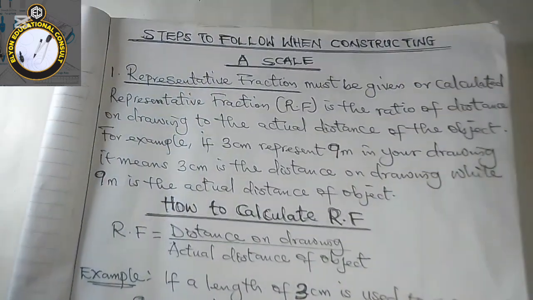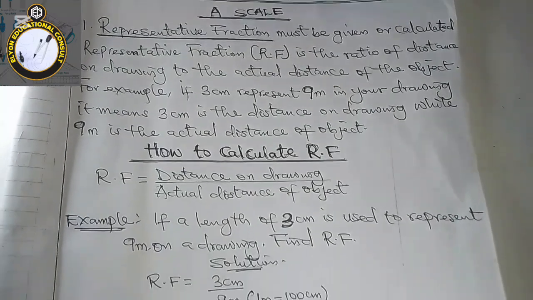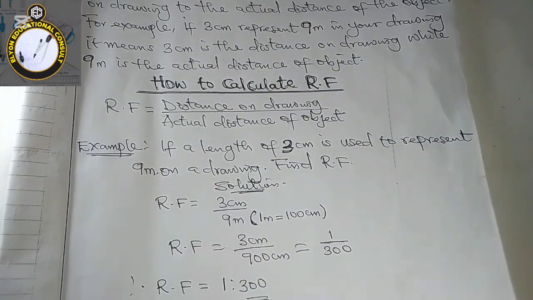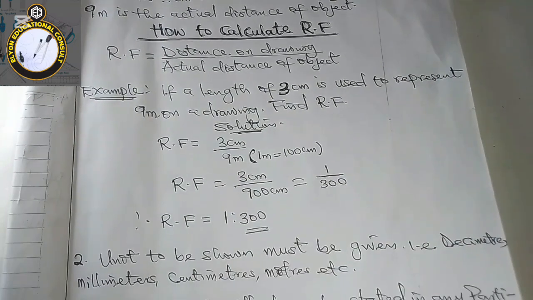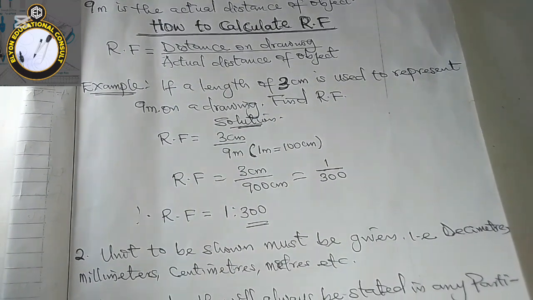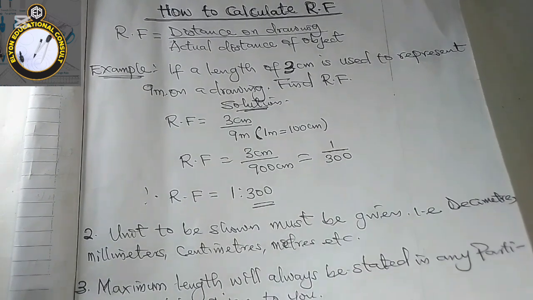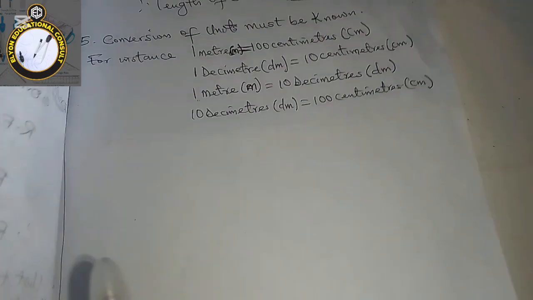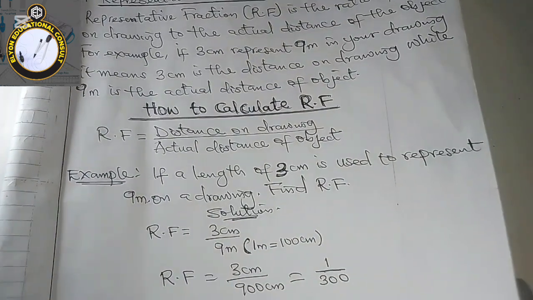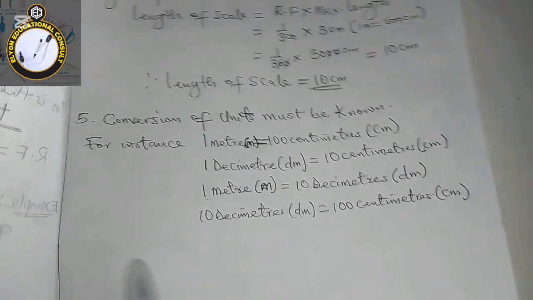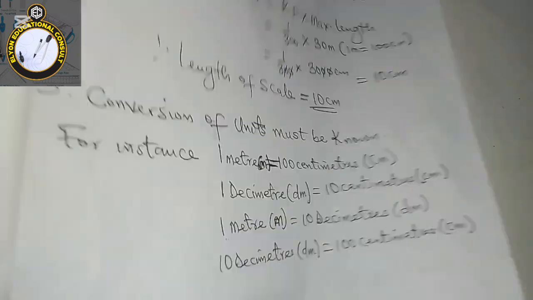So the scale can be constructed if you follow all of these steps. Don't forget, the representative fraction must be known. The unit to be shown on the scale must be given to us. The maximum length will always be stated in any particular question. Then the length of the scale must be calculated. Then don't forget the conversion of units of measurement also, we must do that.